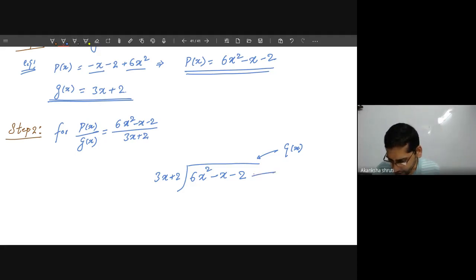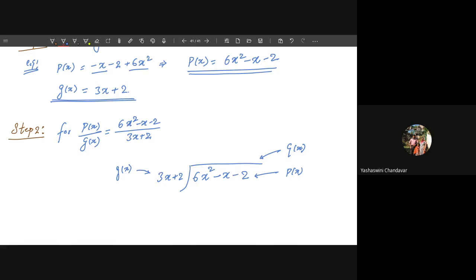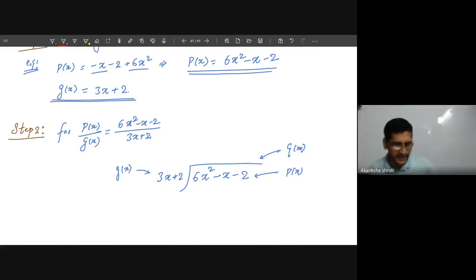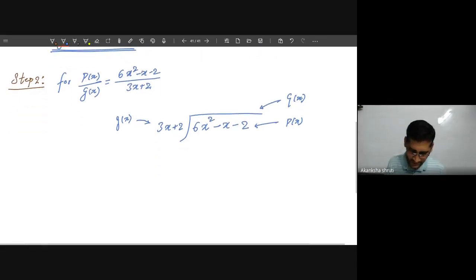Whatever is written below is the px, the dividend. And whatever we have written here is our divisor, gx. So how is the division of numbers done? The same thing we are going to follow here also. Okay, student. Now, what is next?